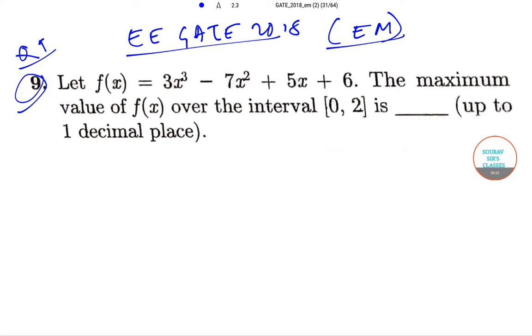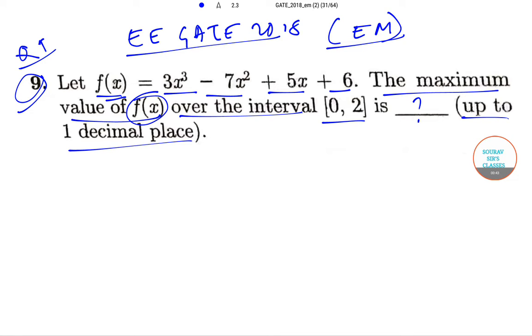In question number 9 it has been said: let f(x) be the function 3x³ − 7x² + 5x + 6. This is the definition of f(x), and we need to find the maximum value of f(x) over the closed interval 0 to 2, up to 1 decimal place. So what we'll try to do is this.